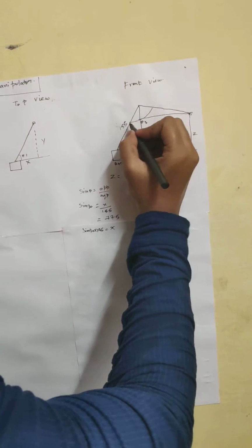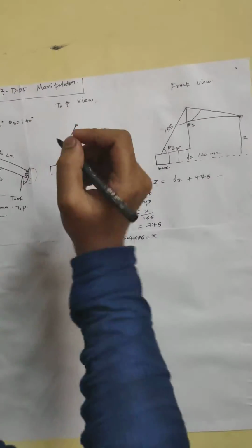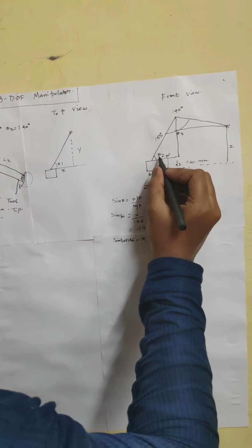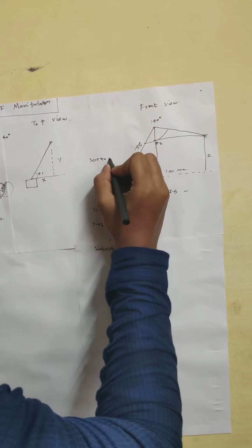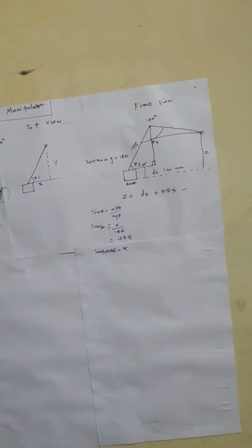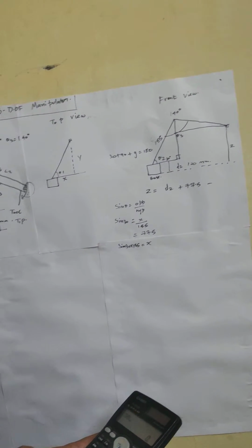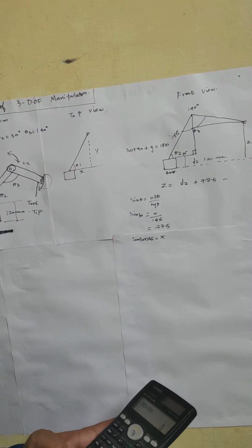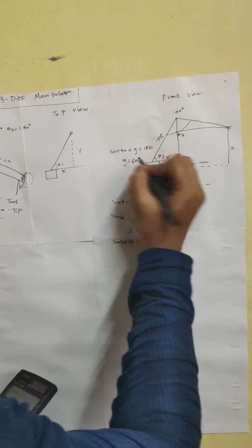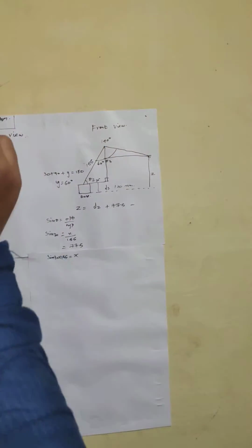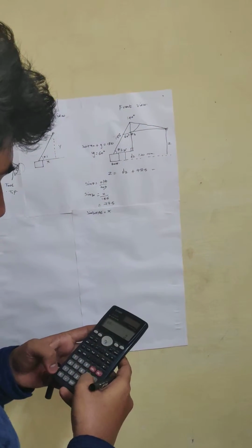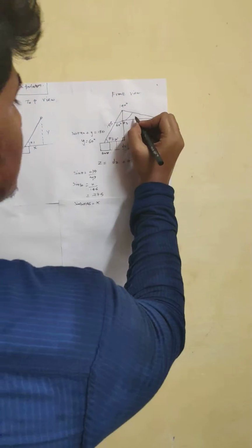If you want to find this, we know this whole angle is 140 degrees. We already know this angle is 30 degrees, and this is 90 degrees, and the third angle, let's take it as y, and the sum of the angles in a triangle is 180 degrees. So 30 plus 90 equals 120, and 180 minus 120 is 60. Y is equal to 60 degrees. So this angle is 60 degrees, and 140 minus 60 is 80. So this angle is 80 degrees.